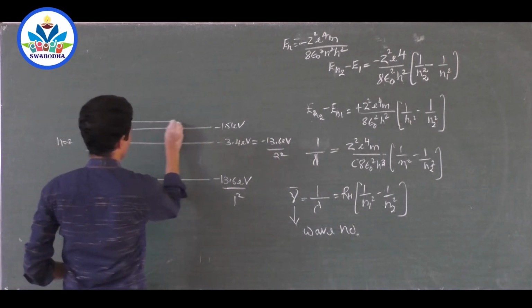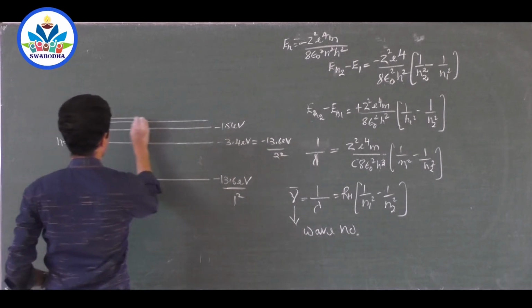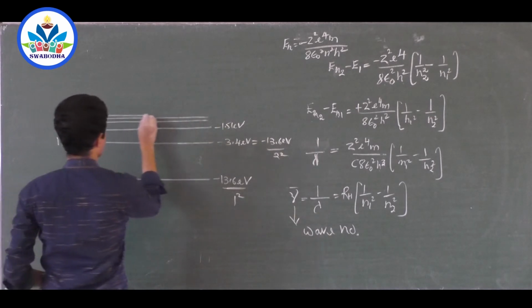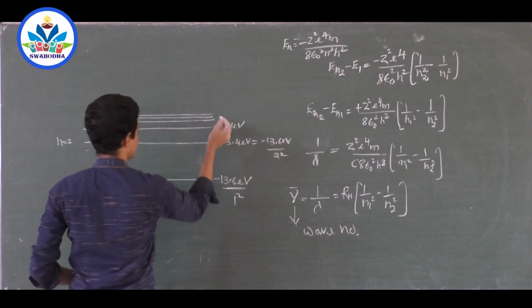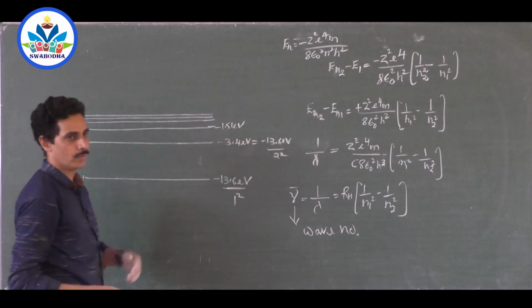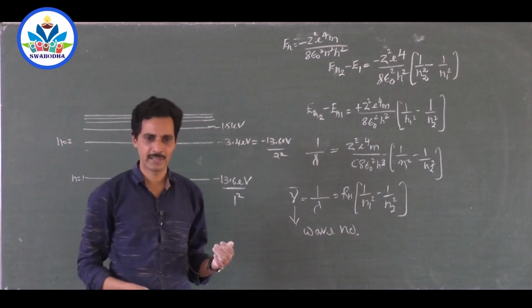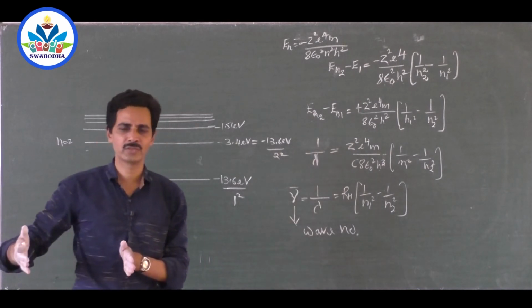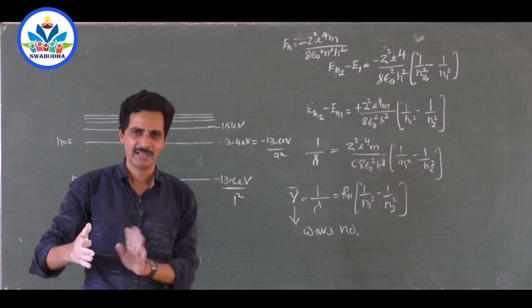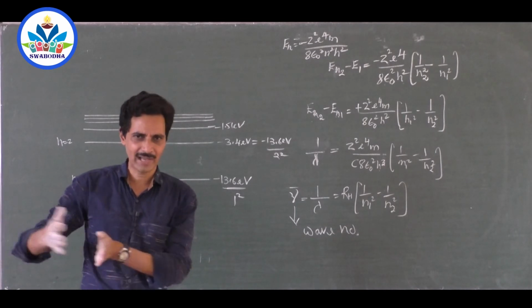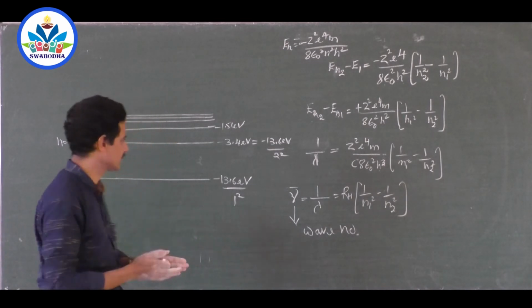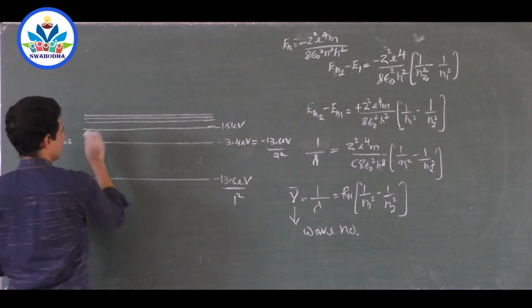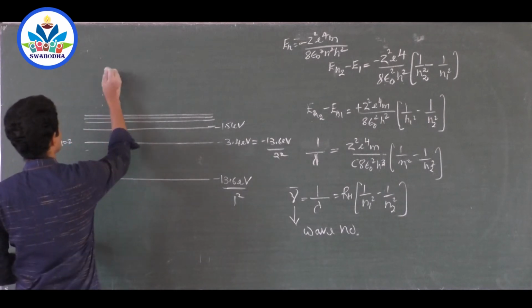Next one, I don't calculate. Next one, very close, because the values are decreasing and decreasing, they are becoming closer and closer. The gap between 1 by 2 square and 1 by 3 square will be larger, but between 1 by 3 square and 1 by 4 square will be very small. Between 1 by 4 square and 1 by 5 square it is much smaller. They come closer and closer, the energy values become closer and closer, and finally it becomes almost continuous.